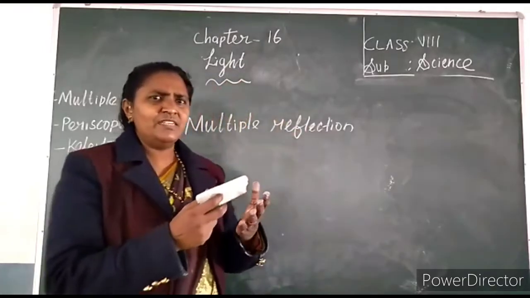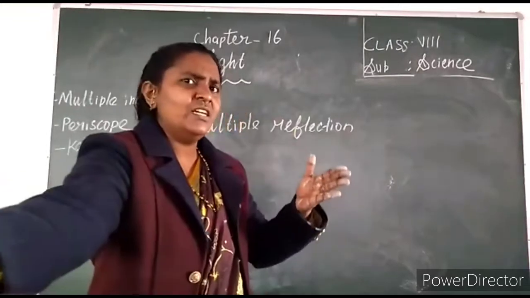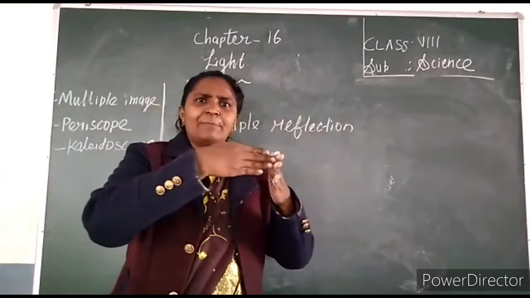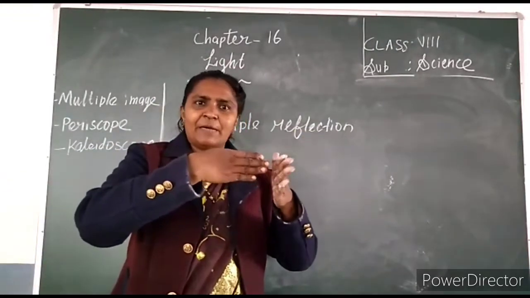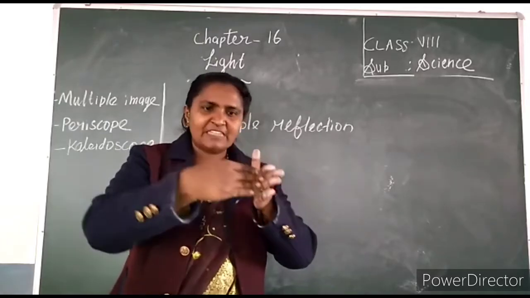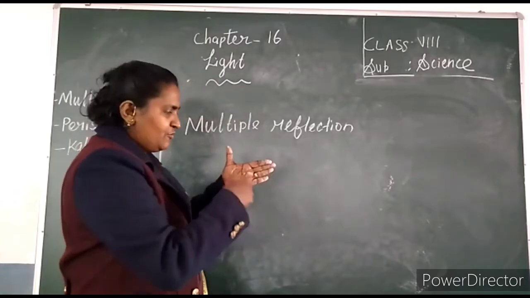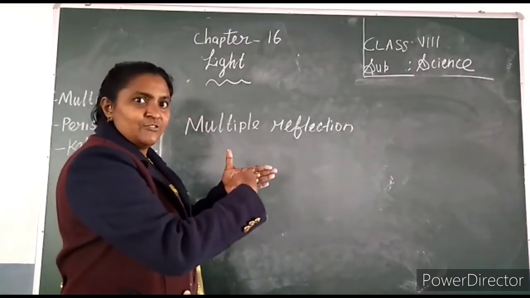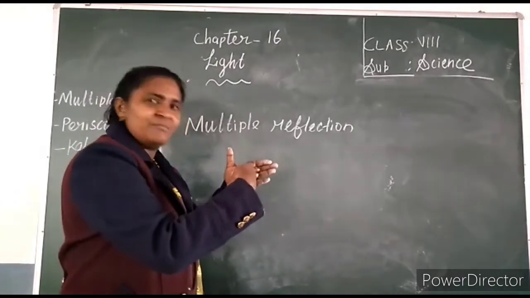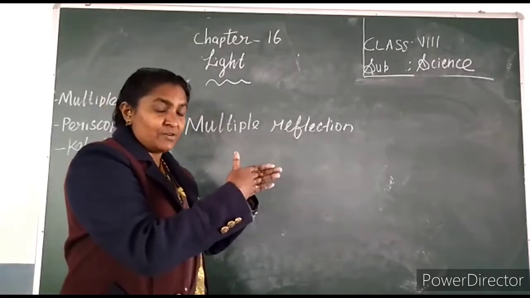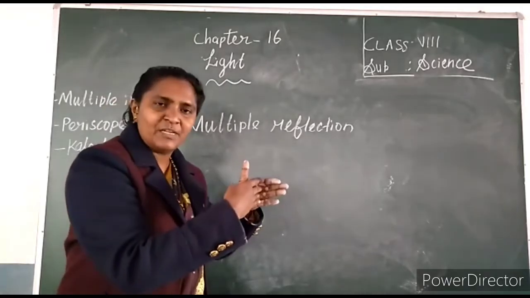One more example. Take two plain mirrors. Keep them perpendicular to one another. In between, you keep one coin. You can see multiple images through the mirrors. How many images can you see?